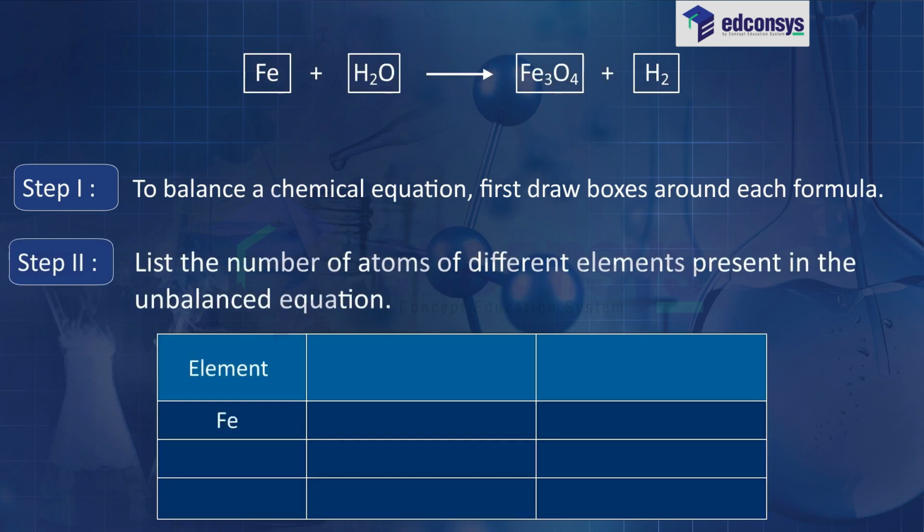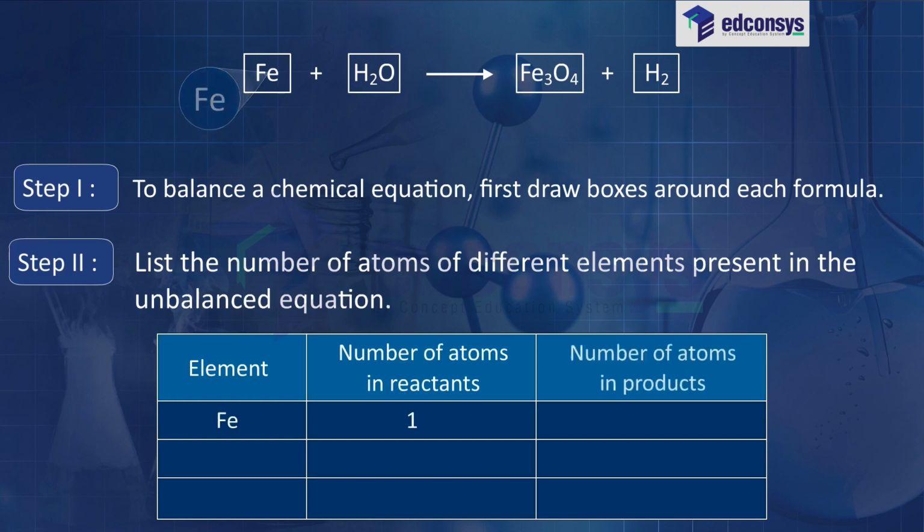Element Fe. Number of atoms in reactants equals 1. Number of atoms in products equals 3. Element H. Number of atoms in reactants equals 2. Number of atoms in products equals 2. Element O. Number of atoms in reactants equals 1. Number of atoms in products equals 4.